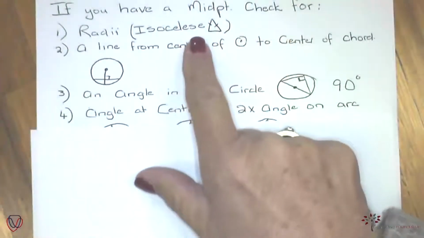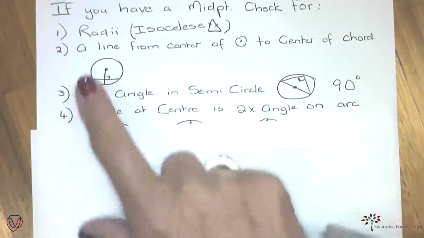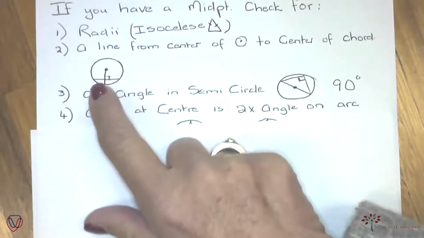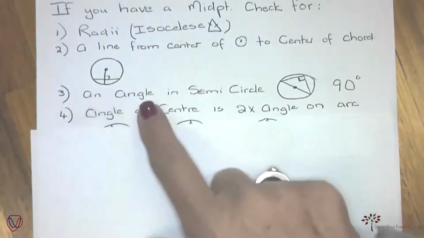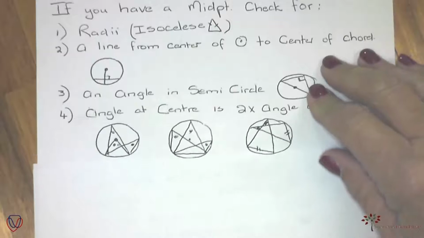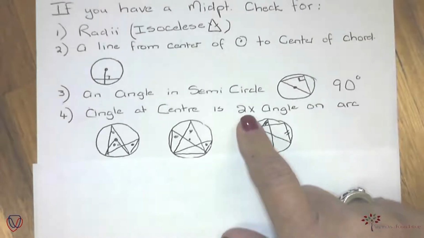The first thing you look for is a midpoint. If there's a midpoint, you check for the following. Radii, which will give you an isosceles triangle. A line from the center, perpendicular on the chord, that will bisect the chord. An angle in a semicircle is 90 degrees. And an angle at the center of the circle is twice the angle on the arc.